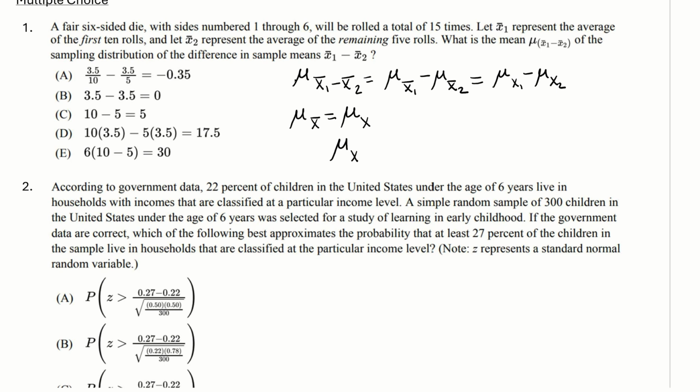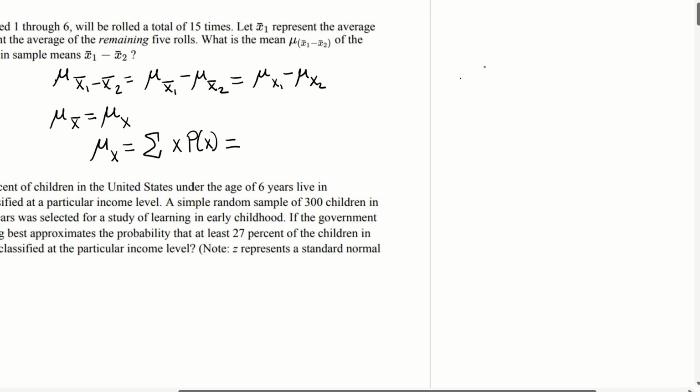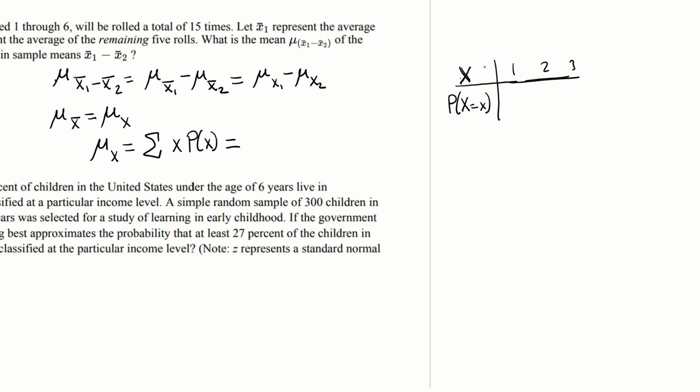Okay, so really, if you think about it, you're just looking at the same die. And remember, to find the average of a die, the formula for the expected value of a discrete probability distribution is given by the sum of x times p of x, right? If you were to do the probability distribution of a die, you have x and p of x equals little x. You have 1, 2, 3, 4, 5, 6, but they're all equal to 1 out of 6.